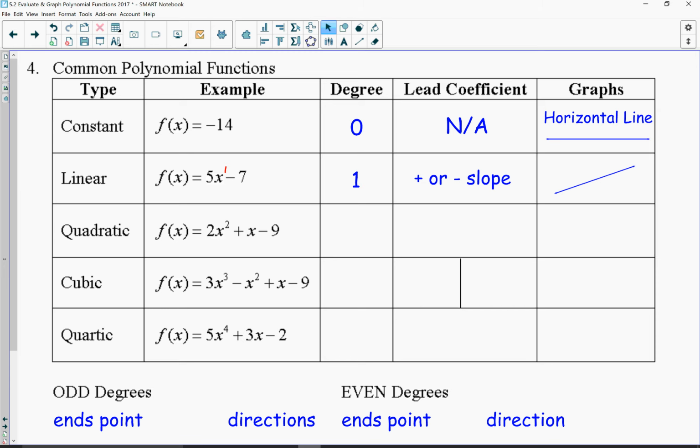Next is quadratic. So remember the name quadratic. That's when you have a function that is degree 2. Largest exponent is 2. The lead coefficient of this, actually let's skip to the graph. If we remember back to chapter 4, when we graphed these quadratics, we always had a parabola graph. And the lead coefficient told us which way that parabola opened. If it was positive, it opened up. If it was negative, it opened down.